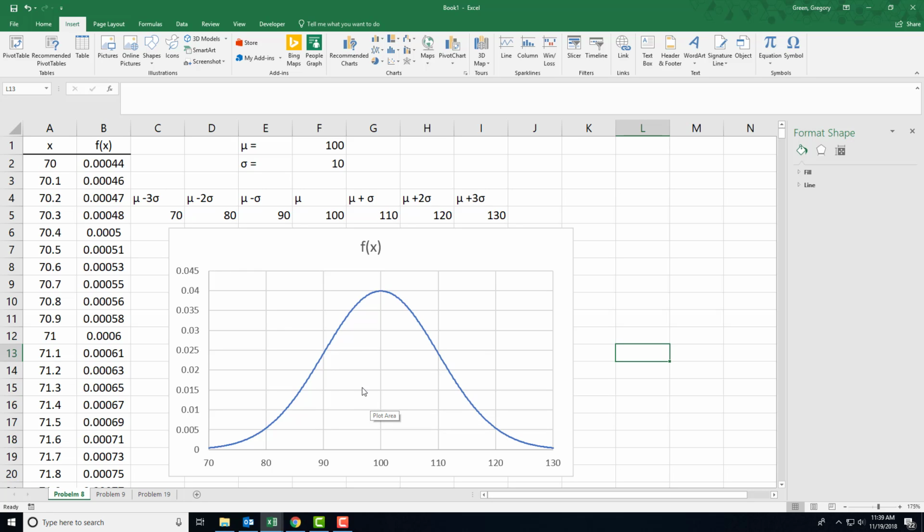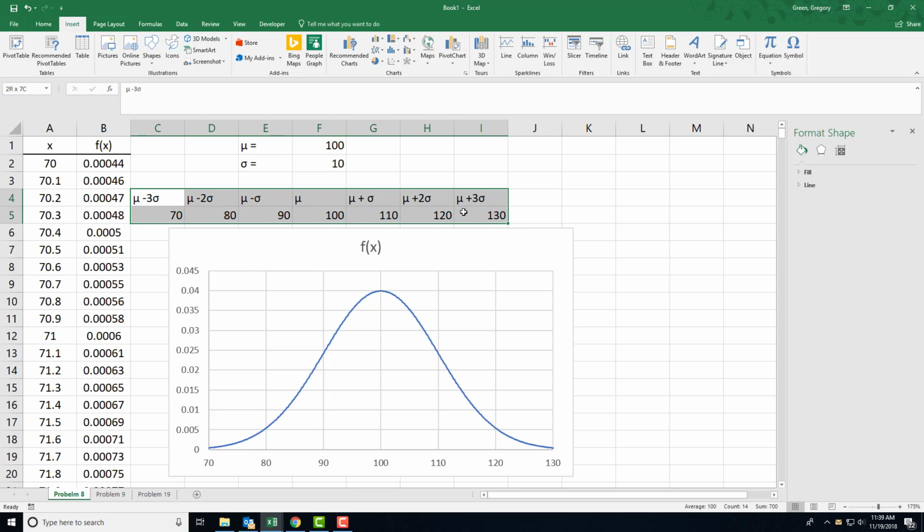All right, now, are there any other objects or any other things that were asked in number 8? And the answer is no. What we did is we were asked to construct a normal distribution. We were given a mean and a standard deviation, and we were asked to plot the 6 standard deviations starting over here at the left. And we're going from 70 to 80, that's 1 standard deviation, 2, 3, 4, 5, 6, and so on.